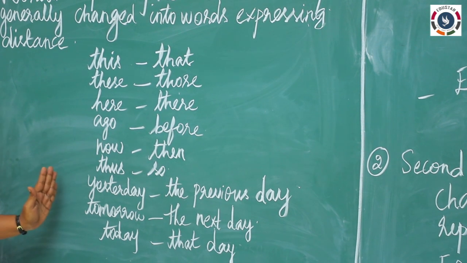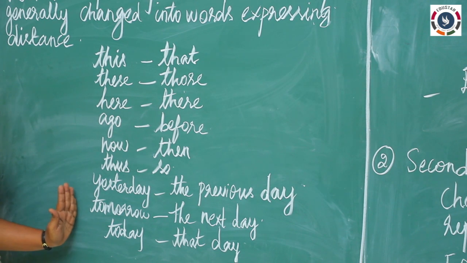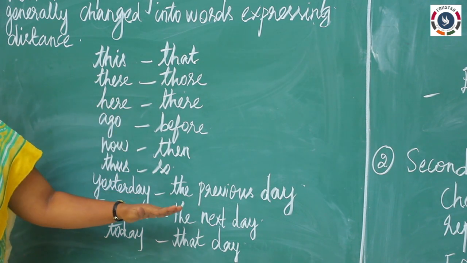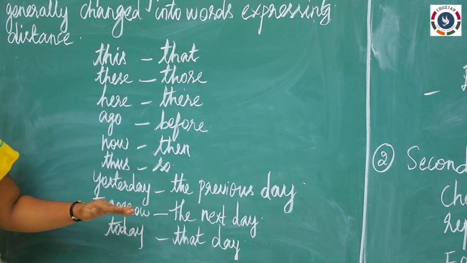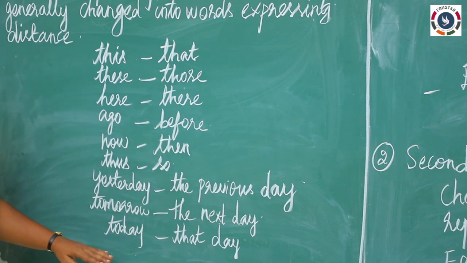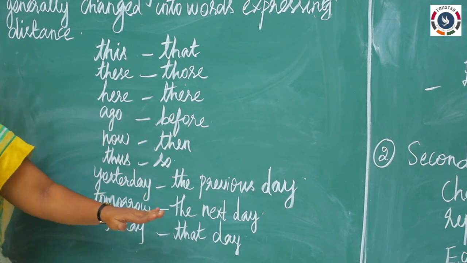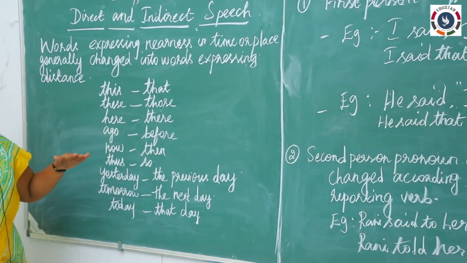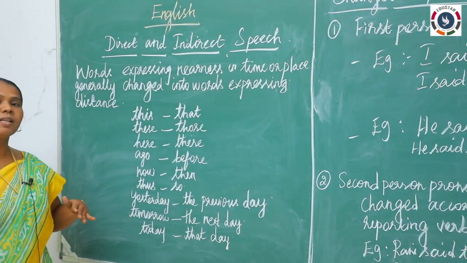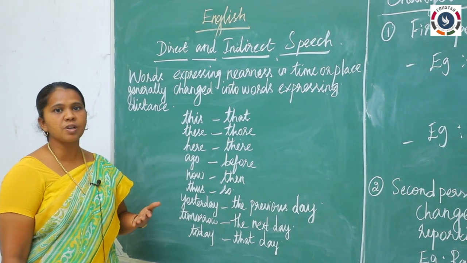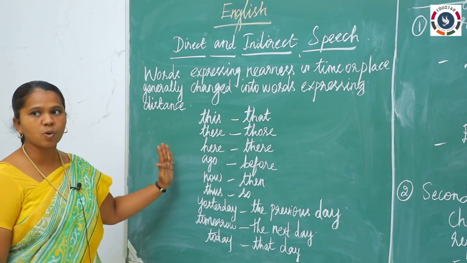And the next one, "yesterday". If you see the word "yesterday" in direct speech, how will you change that? "The previous day". "Tomorrow" becomes "the next day" or "the following day". "Today" will be changed into "that day". Last week, last month, if it comes, you have to write "the previous week", "the previous month". So these words you have to keep in your mind, the time and place concept.